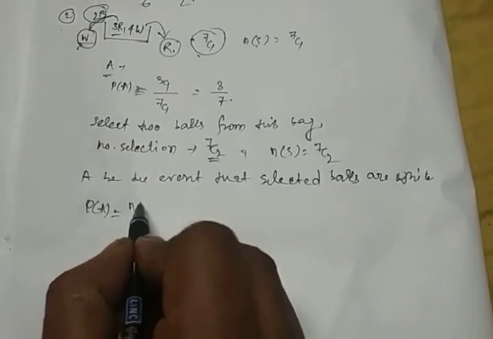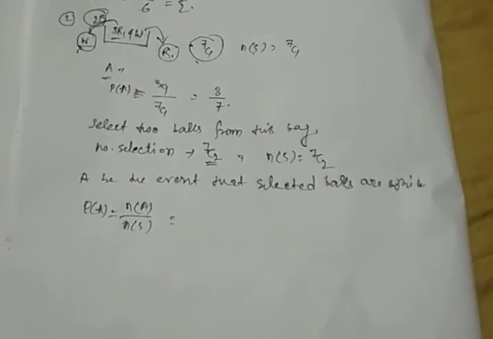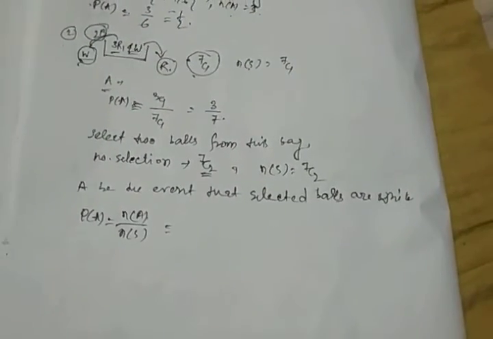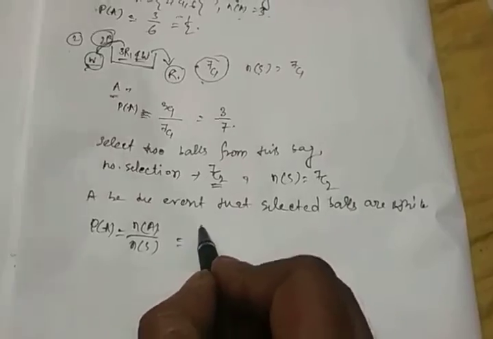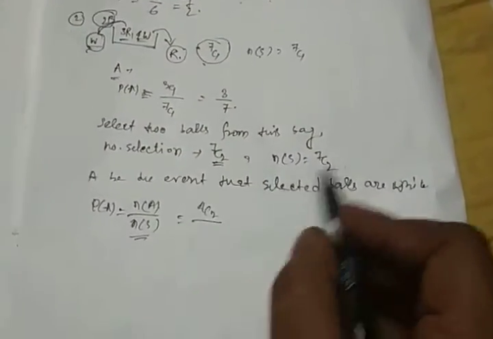So P of A means number of A divided by number of S, and number of A means the total number of outcomes favorable to the event. Favorable to the event means we have to select 2 white balls. Now there are 4 white balls given, we have to select 2 white balls. So how many ways can we select 2 white balls out of 4 white balls? This will be 4C2 divided by the number of elements in the set S, which is 7C2.